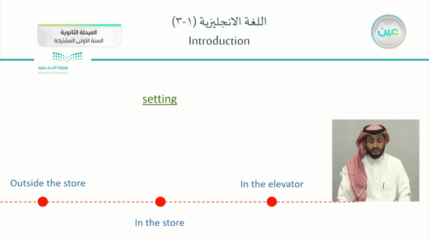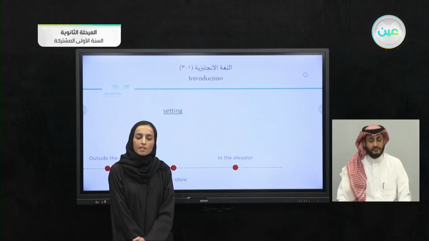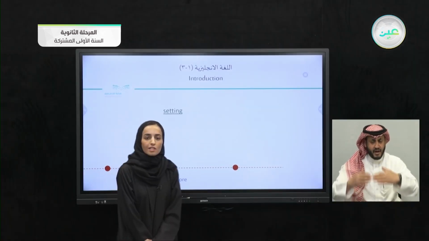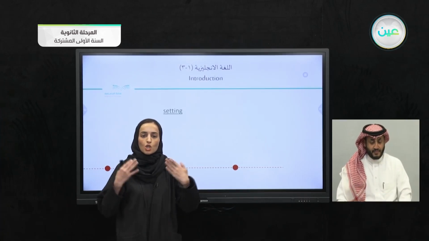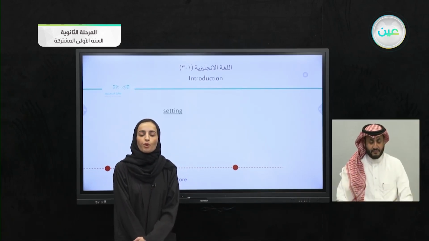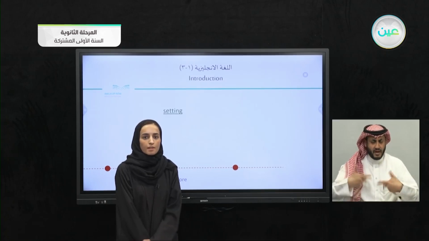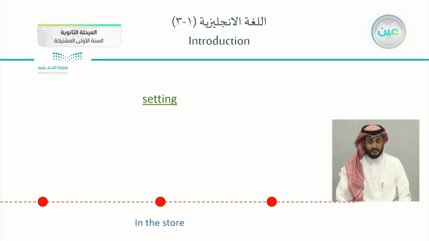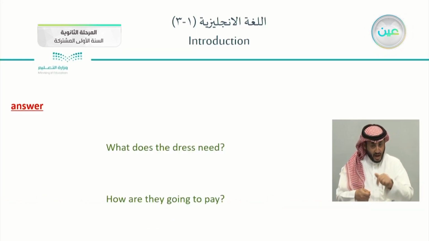Now in here, where are they? They are actually still in the store. They are still in the store, and Yasmin is trying the dress on. She's trying it on, and it was the perfect size. It was her size. Okay, they want to get some cash, so they're going to the bank.